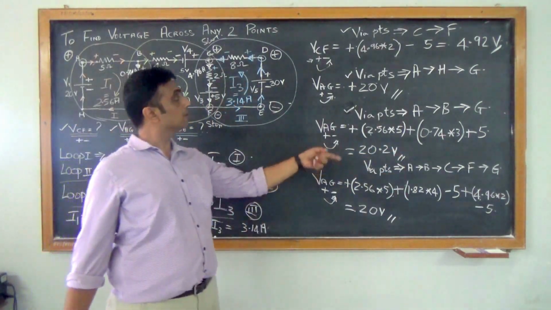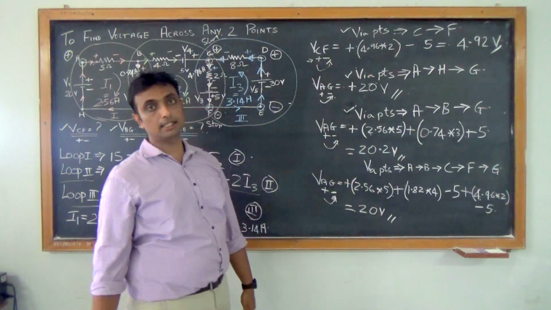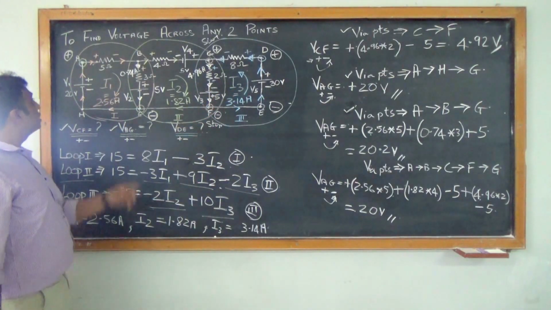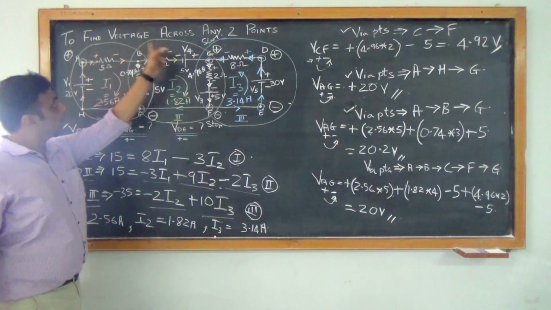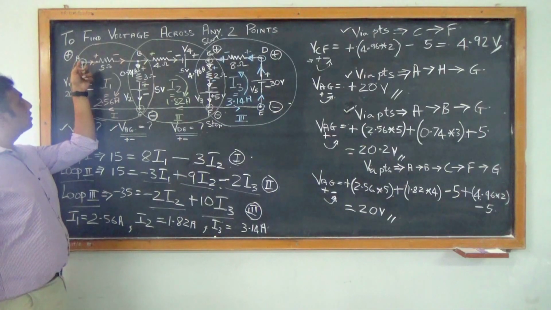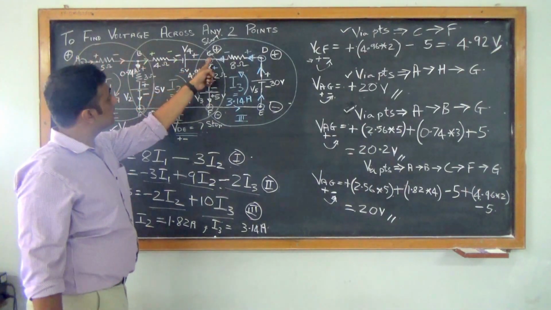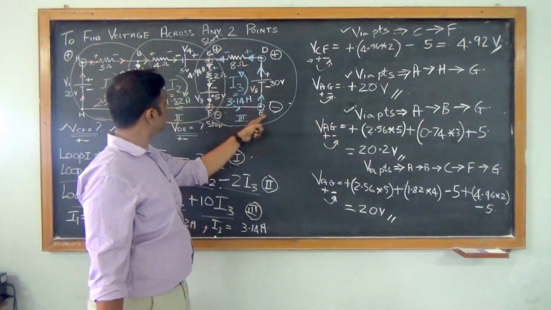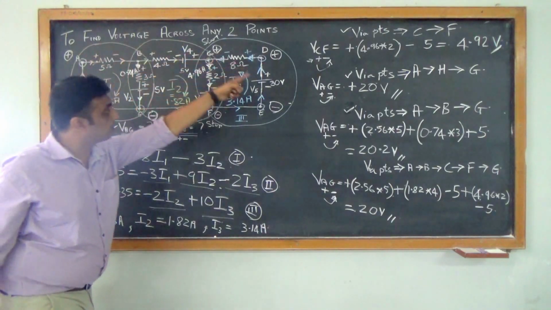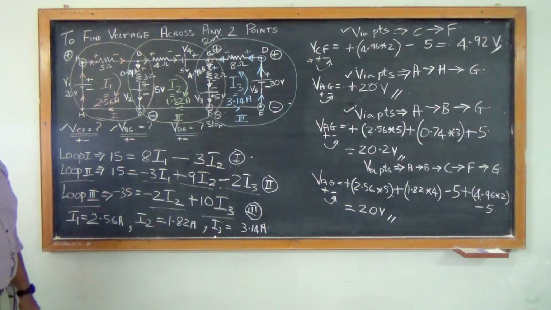So no matter which wire points you take, your answer will always be consistent. You will get the same answer no matter which point you take. So in the same way, how I found out for this loop, which equals 20 volts, I can even find out from wire points A to B, B to C, C to D, D to E, E to F and F to G.